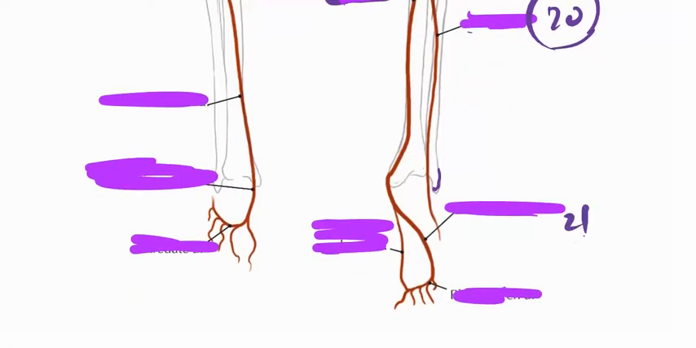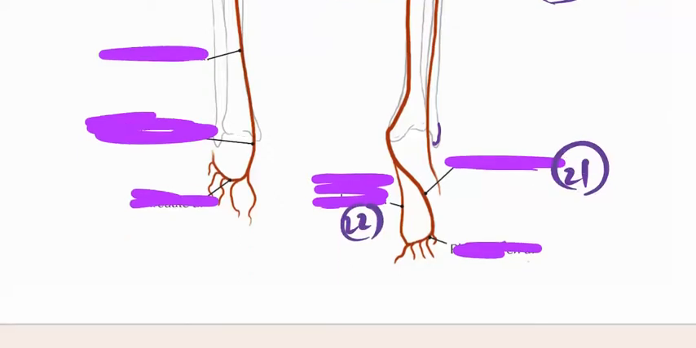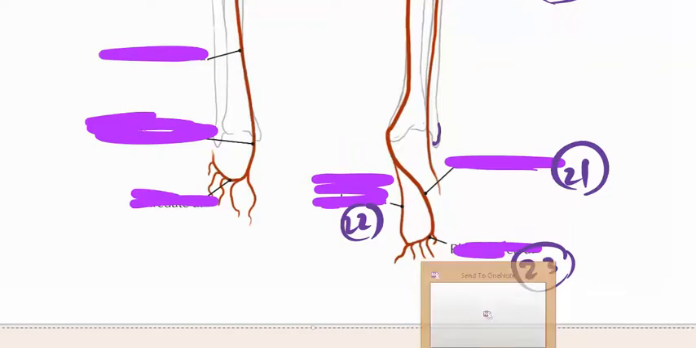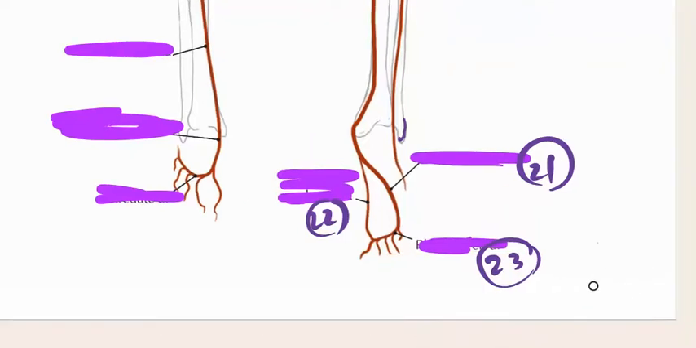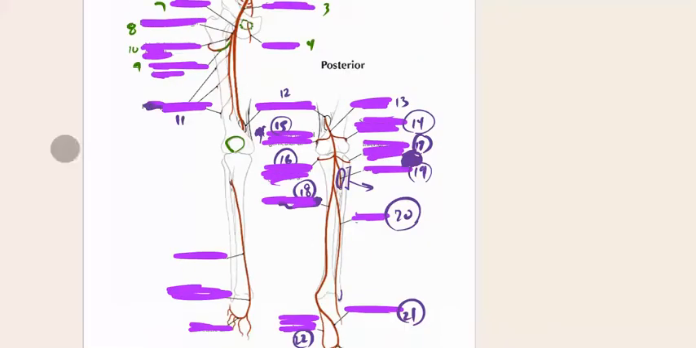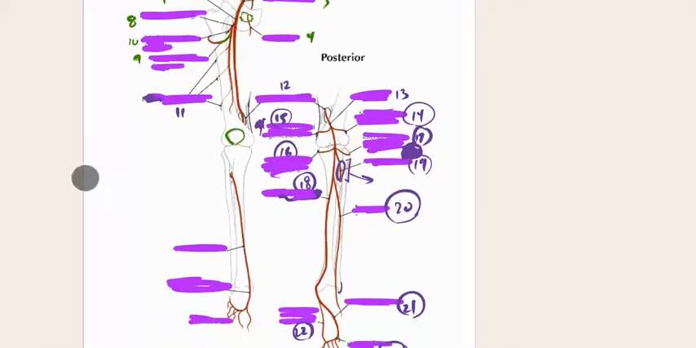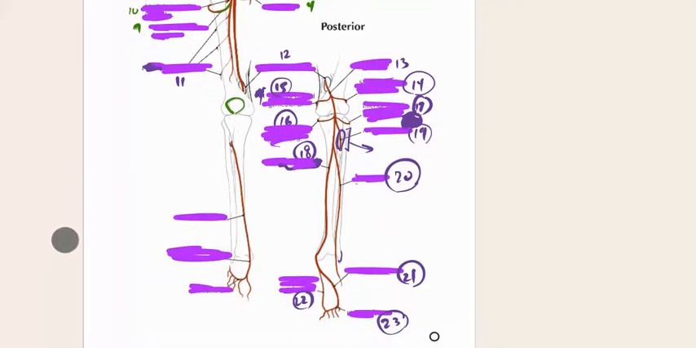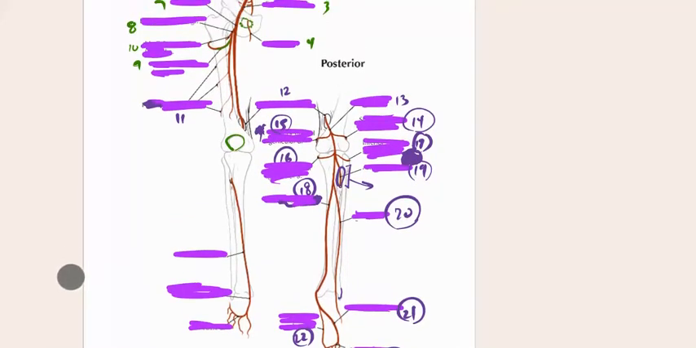Okay. So 21. Does anyone know what 21 is? Isn't that your lateral plantar? Okay, lateral plantar. 22, medial plantar. Okay. 23, plantar arch. Plantar arch artery. Okay, I'm just gonna do this randomly now.